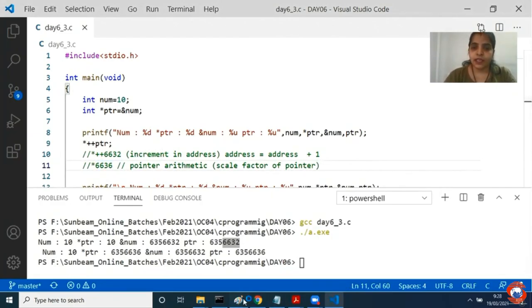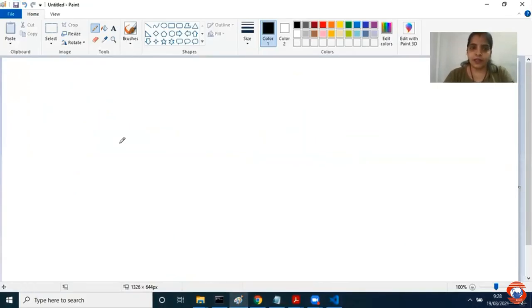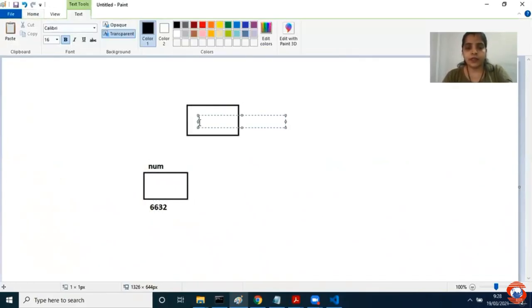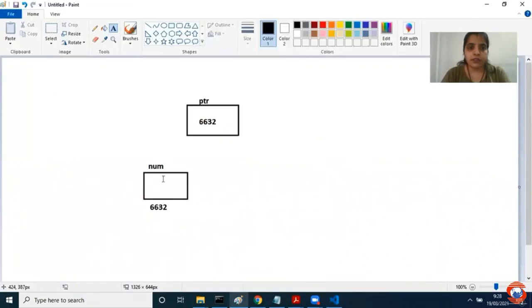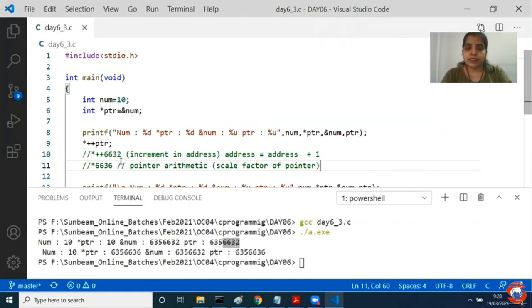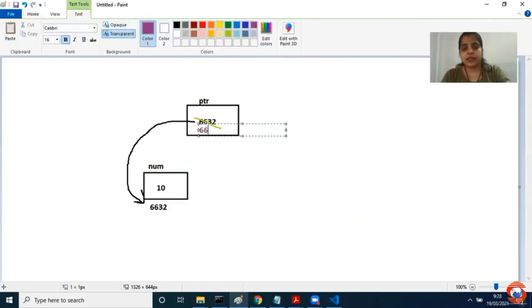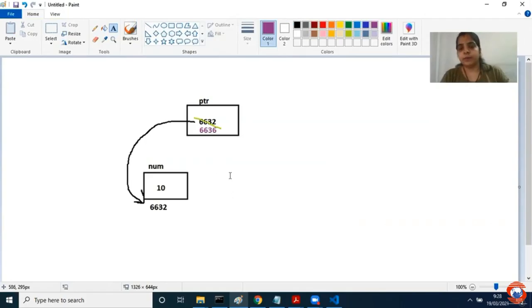Everyone, if I try to draw a diagram, I have a num value and I have a pointer value. Let us say this is my num. I got the address 6632. Inside the pointer is 6632. This is my pointer, and I have said my num is holding the value 10. My pointer is pointing to this memory location. When I'm saying plus plus ptr, will my pointer point to 6636? Meaning the address inside the pointer was incremented by one and the pointer is now holding 6636. Do you all agree?